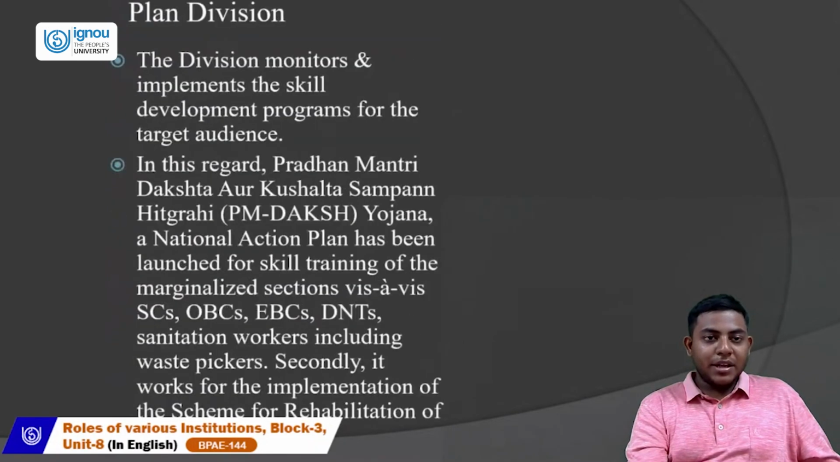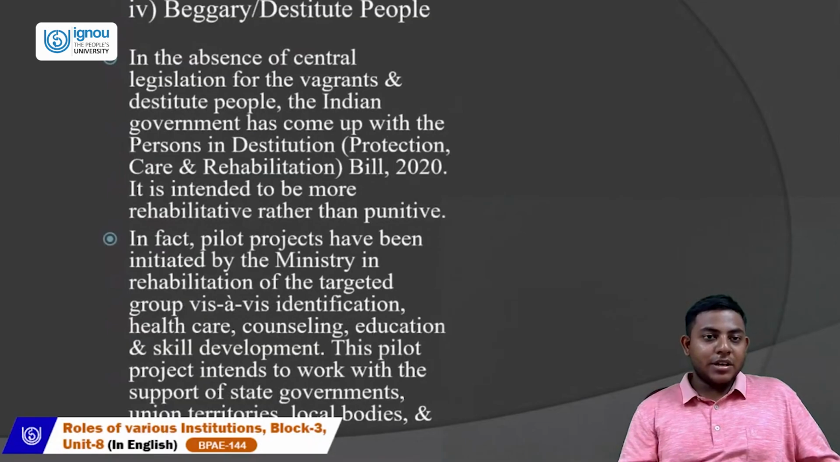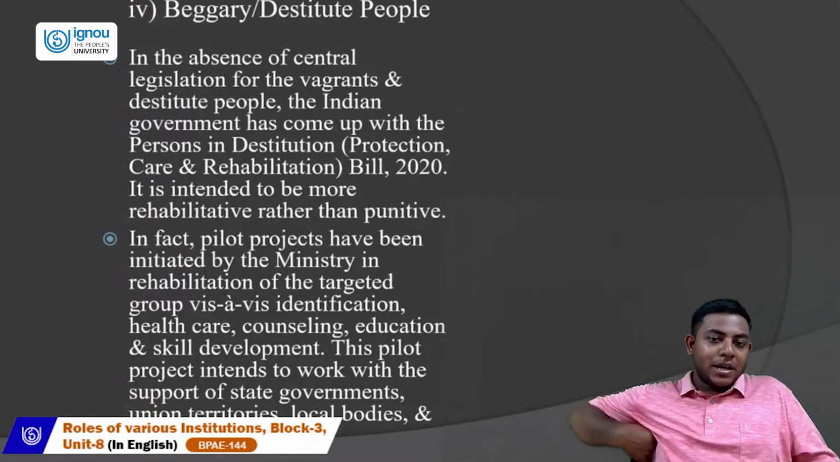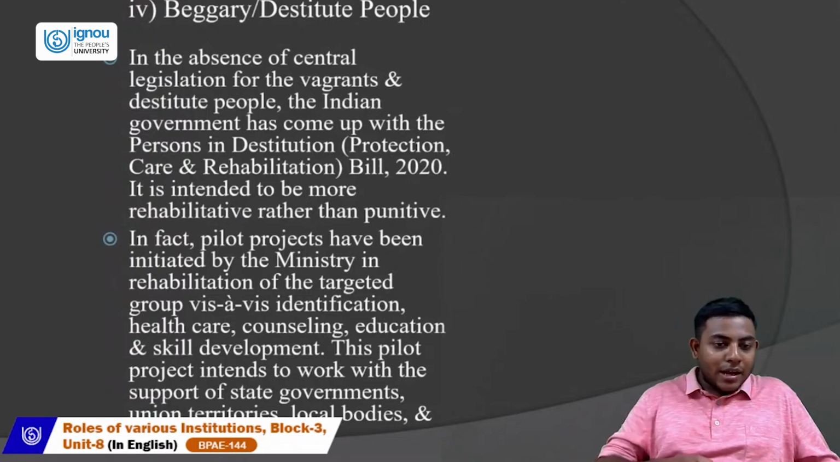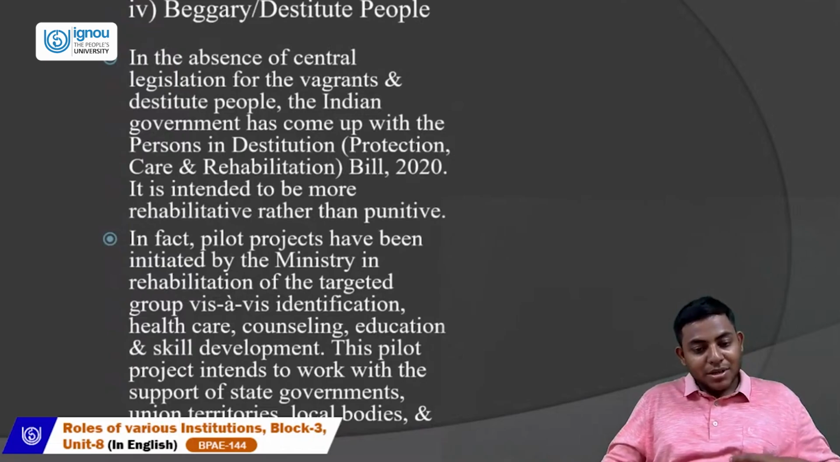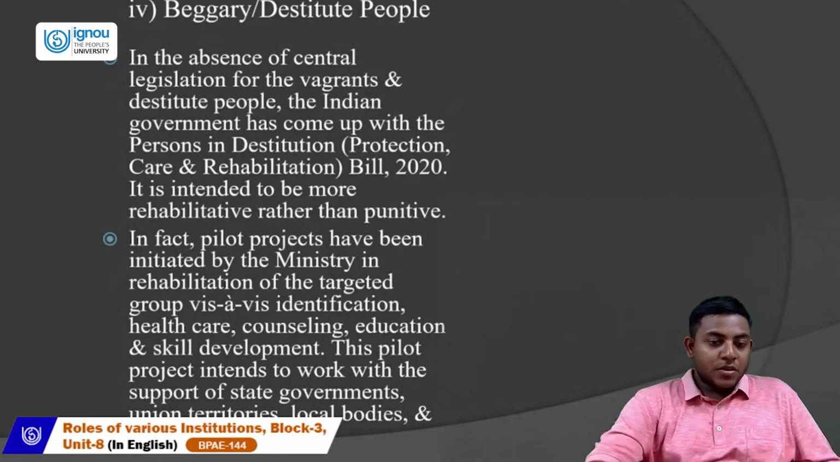So also there have been initiatives taken for destitute people to eradicate beggary. In the absence of central legislation for the vagrants and destitute people, the Indian government has come up with the Persons in Destitution Protection, Care and Rehabilitation Bill 2020. It is intended to be more rehabilitative rather than punitive. And this pilot project intends to work with the support of state governments, union territories, local bodies and voluntary agencies.